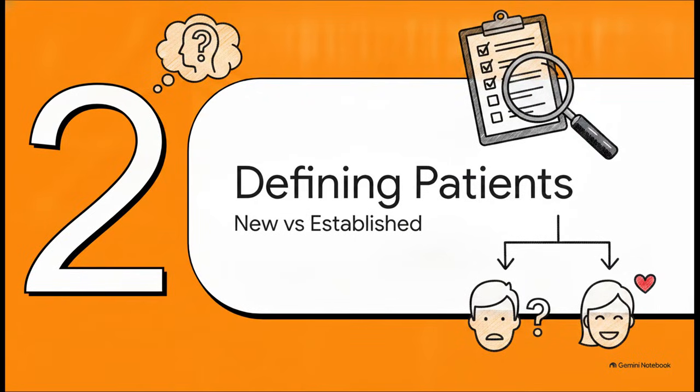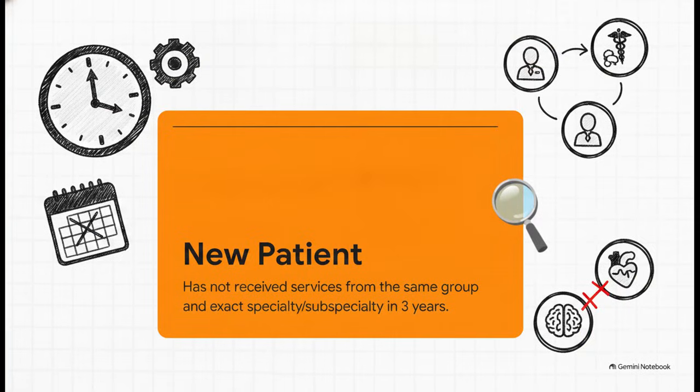Moving right along to Section 2, defining new versus established. Let's look at the official CPT definition. A new patient is one who has not received any professional services from the physician or another physician of the exact same specialty and subspecialty in the same group practice within the past 3 years. So the absolute kicker here is that strict 3-year timeline and the criteria matching the exact same specialty and subspecialty within a single group. Essentially, if they're new to the specialty, they are a new patient.